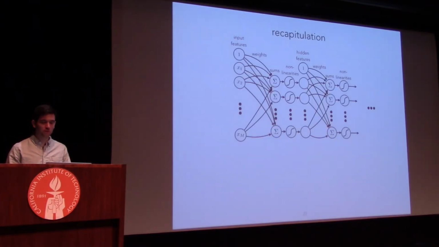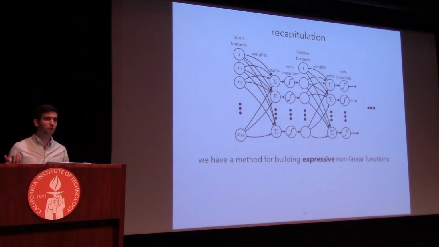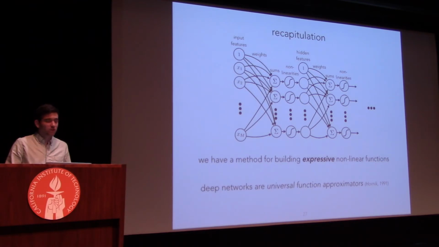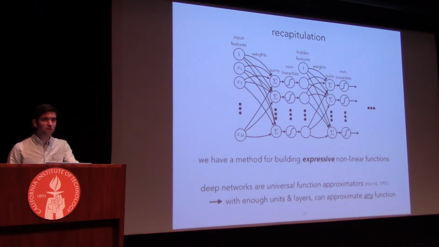So just to recapitulate, we have now a method for building up these expressive nonlinear functions with these elementary linear operations and then nonlinearity applied. And it's just an expressive function which actually turns out to be a universal function approximator. And this was proved a number of years ago. So we can approximate any function if we wanted to.